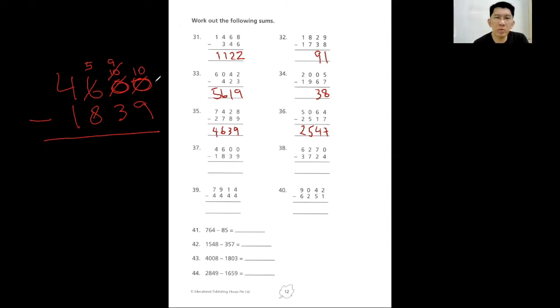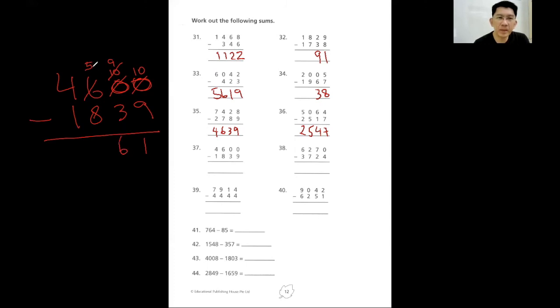Okay, now we can start working on the subtraction. 10 minus 9 is 1. Okay, now moving on to the next group. 9 minus 3 is 6.